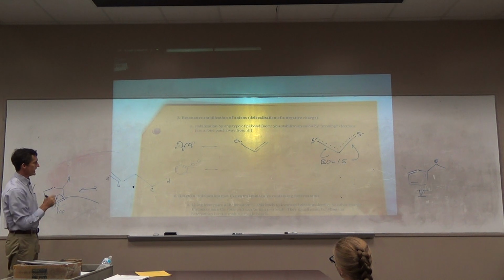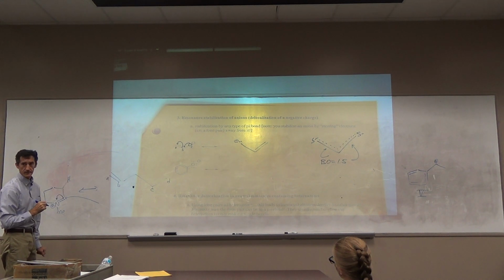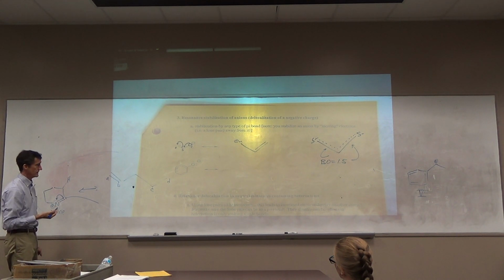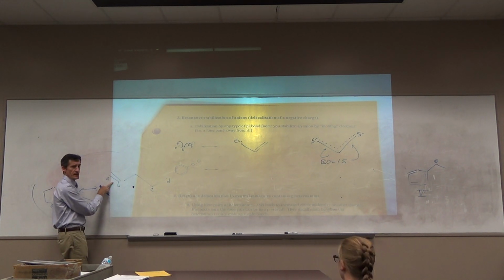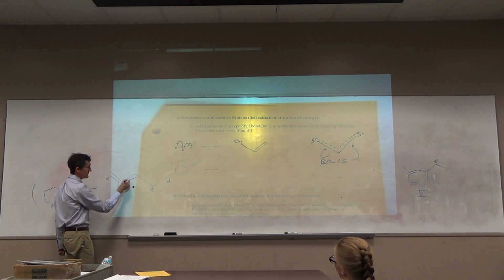Which bond is longer, AB or CD? CD. CD is longer. It's sp3, sp3. Single bonds are typically longer than double bonds. There's no resonance here. This is not a delocalized pi bond. Can we move the pi bond here?